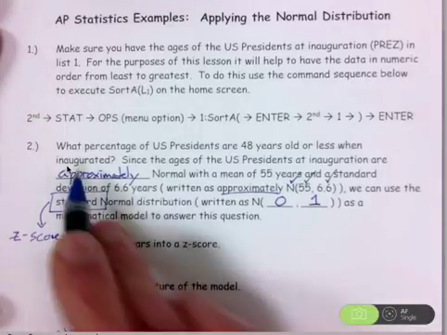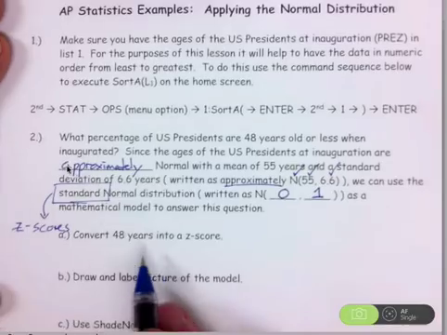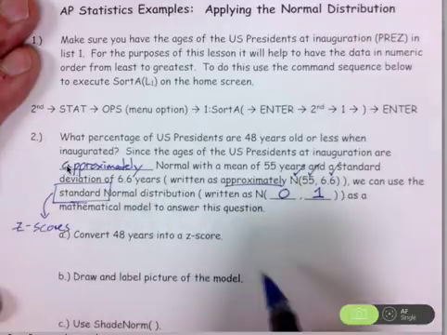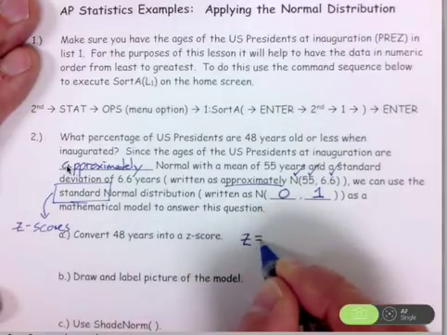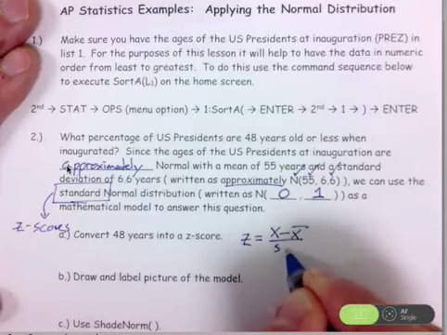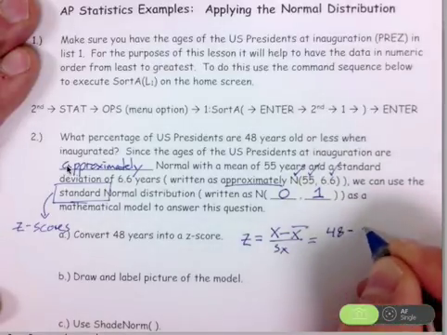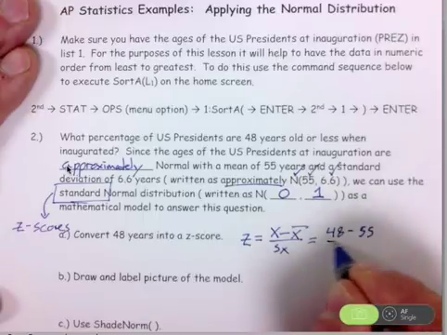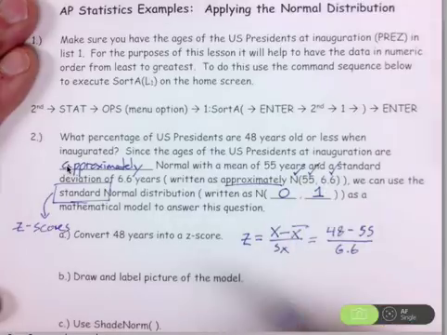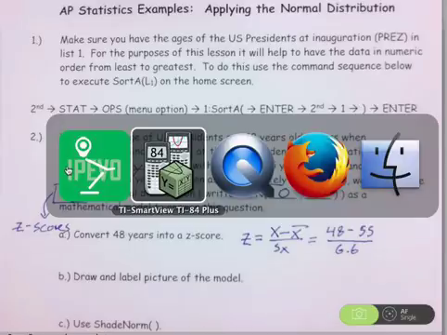So again, the question was, what percentage of presidents are 48 years old or less when they're inaugurated? Well, if we're going to use the standard normal model, we should start by converting 48 years into a z-score. Z-scores are found by taking the observation minus the mean and dividing by the standard deviation. In this case, the observation is the 48. We're going to subtract our mean of 55 and divide by our standard deviation of 6.6. Again, we got those from the model. I typically round z-scores to 2 decimal places.